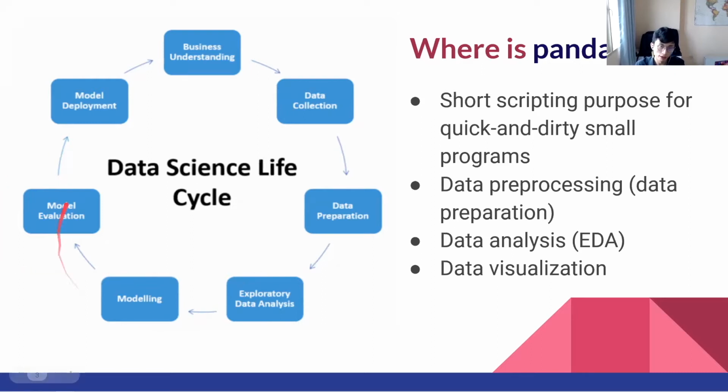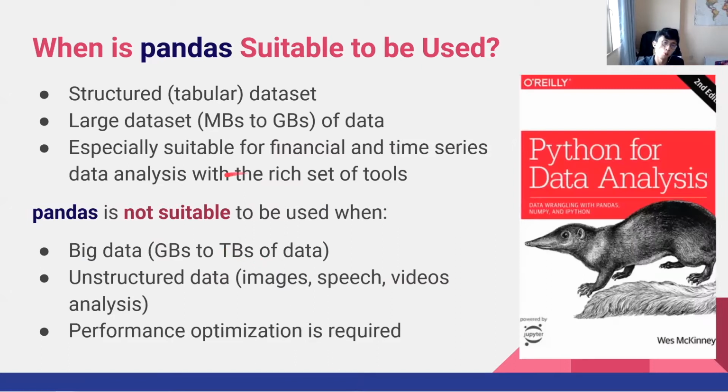So on the left, you see a data science life cycle. This is a general cycle of a data science project. And we see that there are 1, 2, 3, 4, there are 7 steps in it. Pandas is majorly used in these 2 steps, data preparation and exploratory data analysis, right? So now you know where Pandas is used. Then next, let us see when Pandas is suitable to be used.